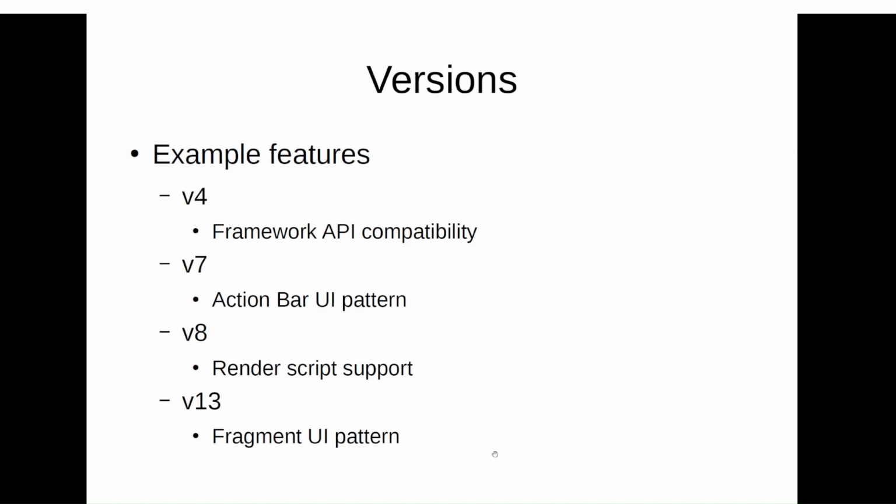You can imagine this could cause a little bit of confusion. Here we see some example libraries as well as some of the features that were introduced. So for example, we see that the action bar UI pattern was introduced in the version 7 support library. This meant that you could have action bars in any application that was running on Android as low as version 7. This is despite the fact that the action bar pattern was actually introduced in Android version 11.